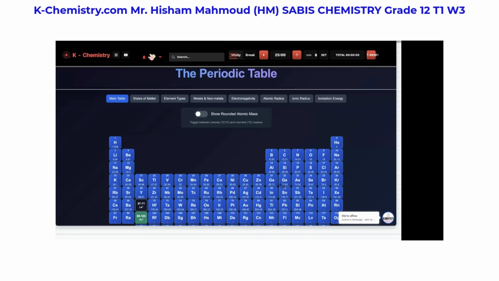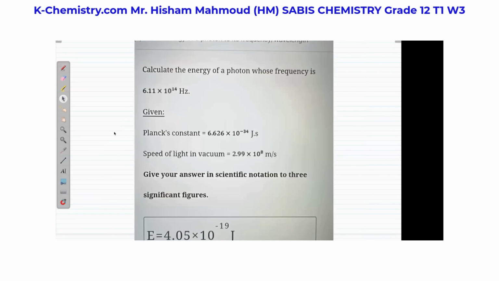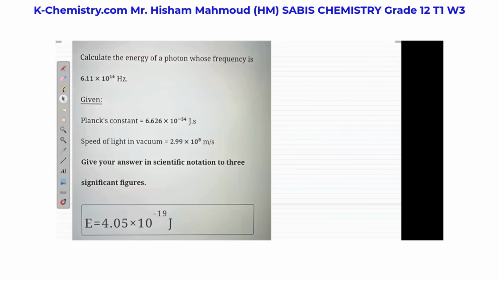Number 3, calculate the energy of a photon. This is an easy one also, but still we'll do it again. The equation, as said, is E equals h times frequency. So energy is equal to Planck's constant multiplied by frequency. You are looking for the energy, and you have the frequency already. Oh, this is easy, direct.